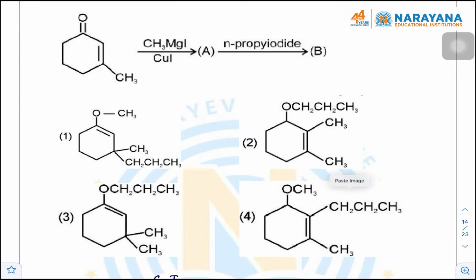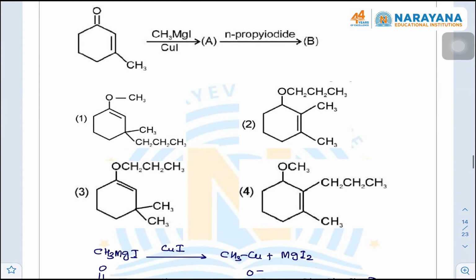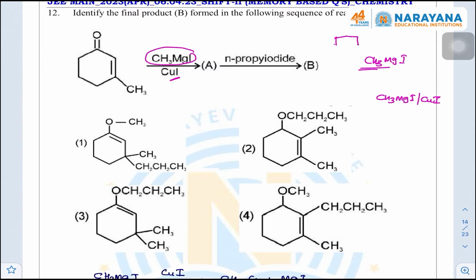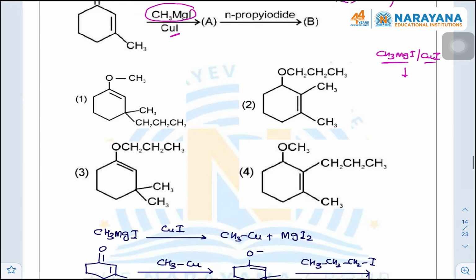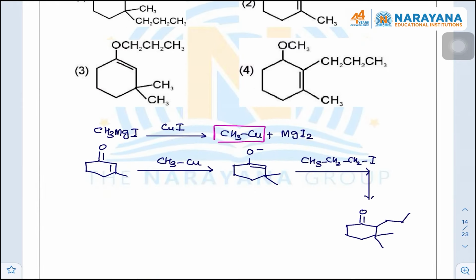Next question. This question is asked on the conjugate addition. A conjugated ketone is given, and Grignard reagent in presence of cuprous iodide is given. There is a difference in the reaction with only Grignard reagent or Grignard reagent in presence of cuprous iodide. If only Grignard reagent is there, it will add on the carbonyl carbon directly. But in presence of cuprous iodide, Grignard reagent changes to an organocopper compound, that is CH3Cu here. MgI2 is removed and CH3Cu is formed.